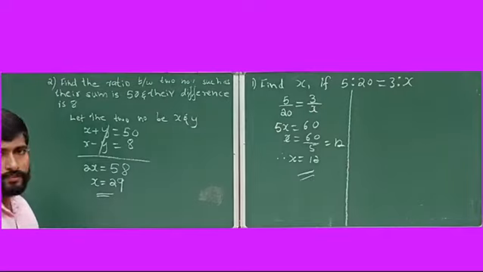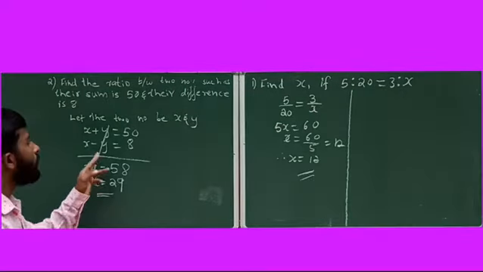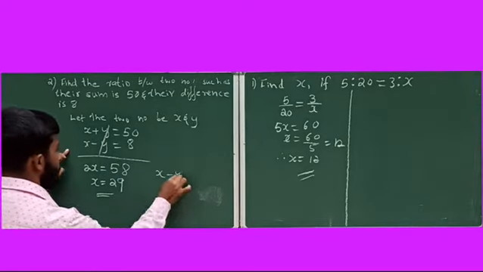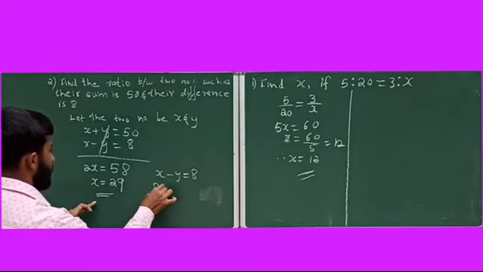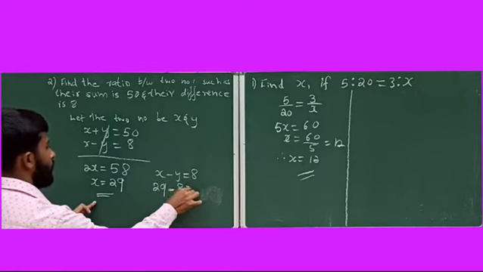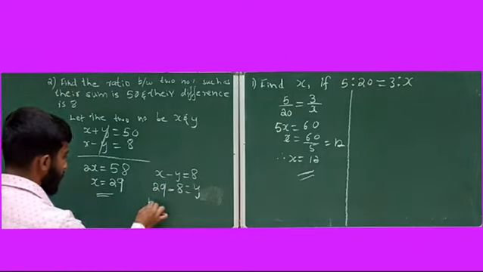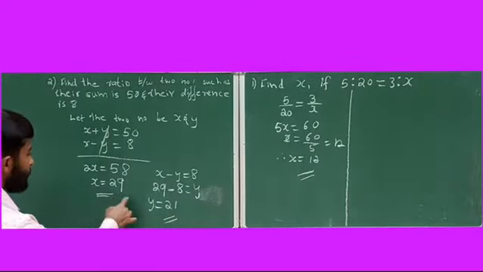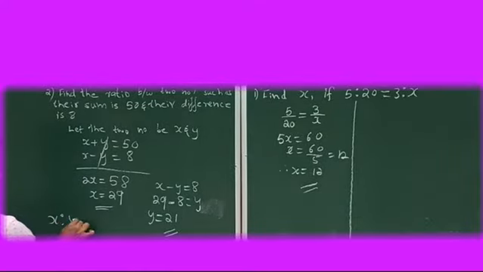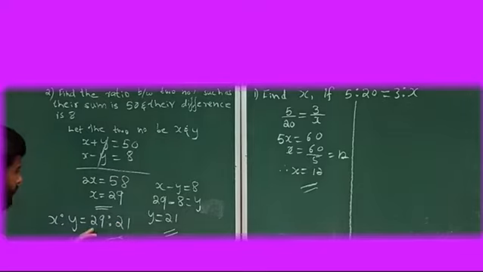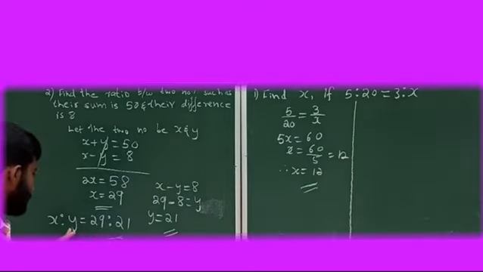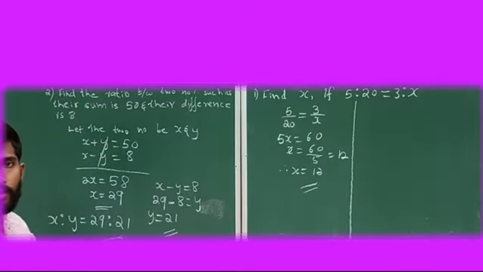Therefore, x value is equal to 29. Then you need to calculate the other number. You can use x minus y is equal to 8. That is 29 minus 8, shifting y to the right hand side. y is equal to 21. The question asks for the ratio between these two numbers, right? That means x ratio y is equal to 29 ratio 21. These two numbers are in the simplest form, right? Therefore, x ratio y is equal to 29 ratio 21.